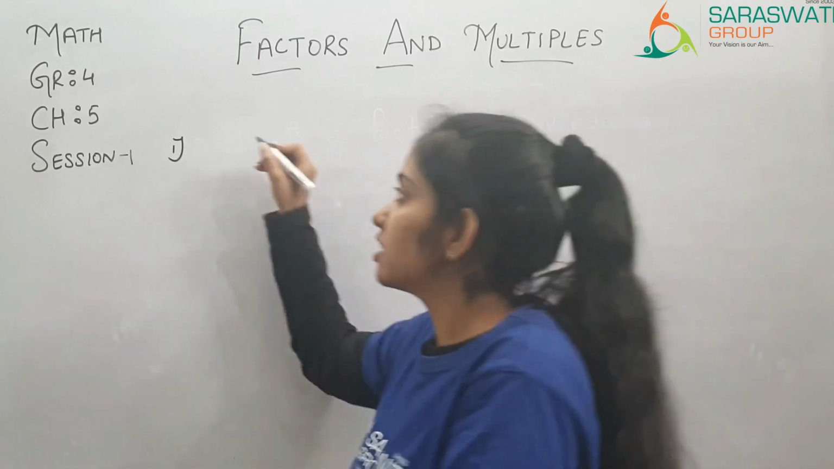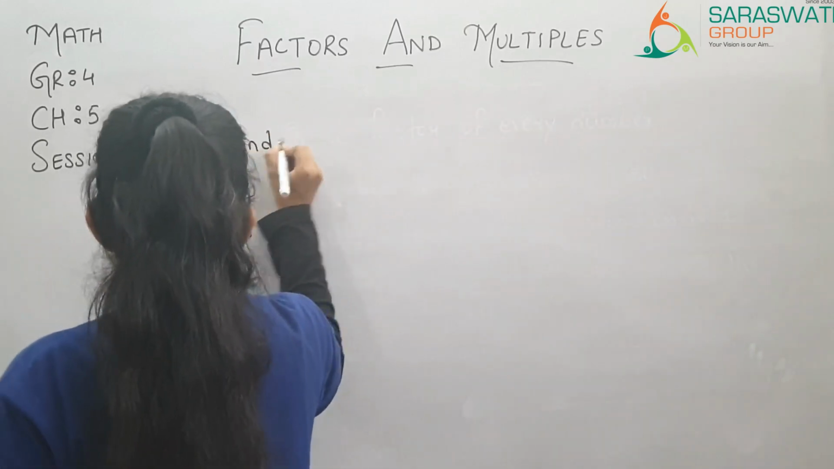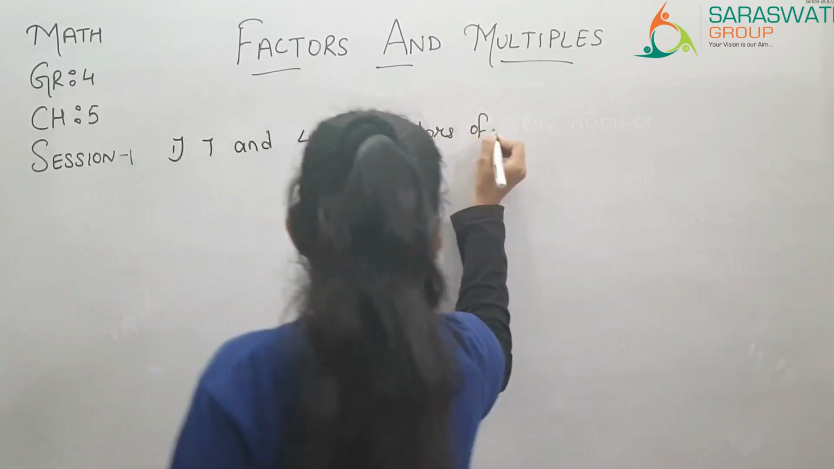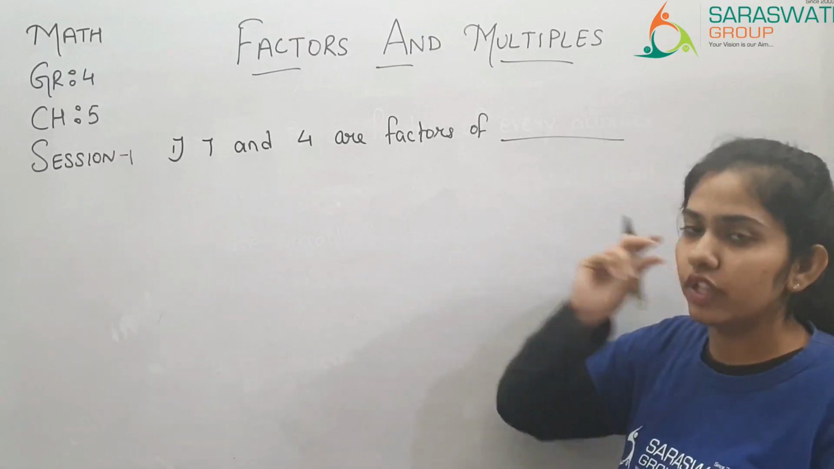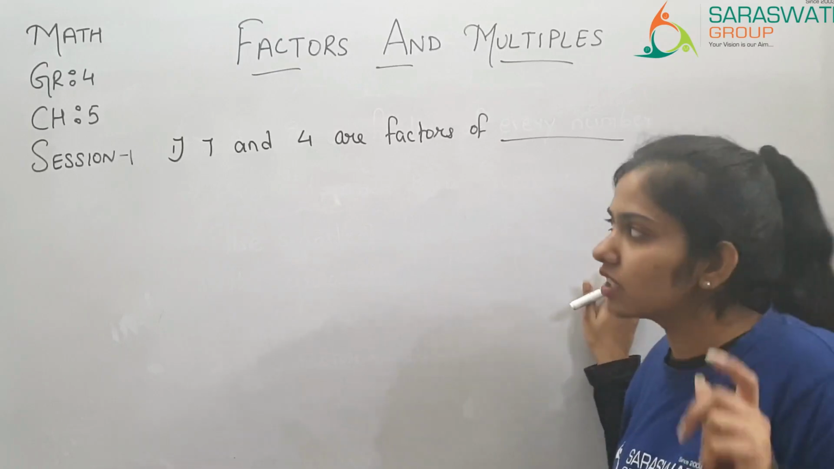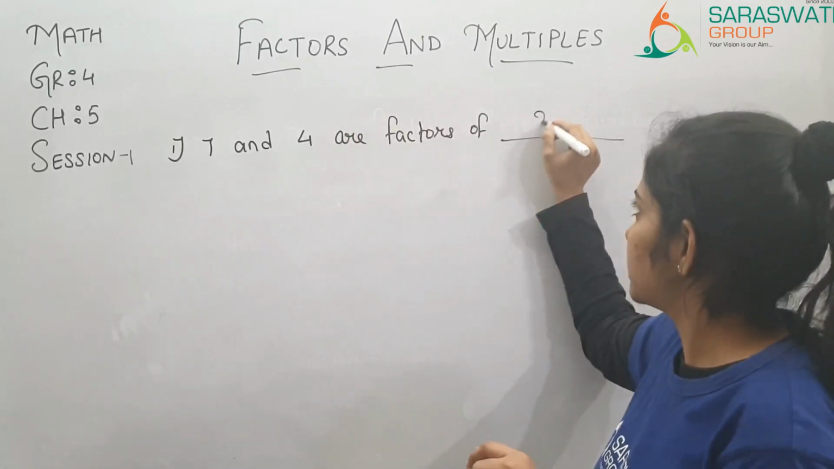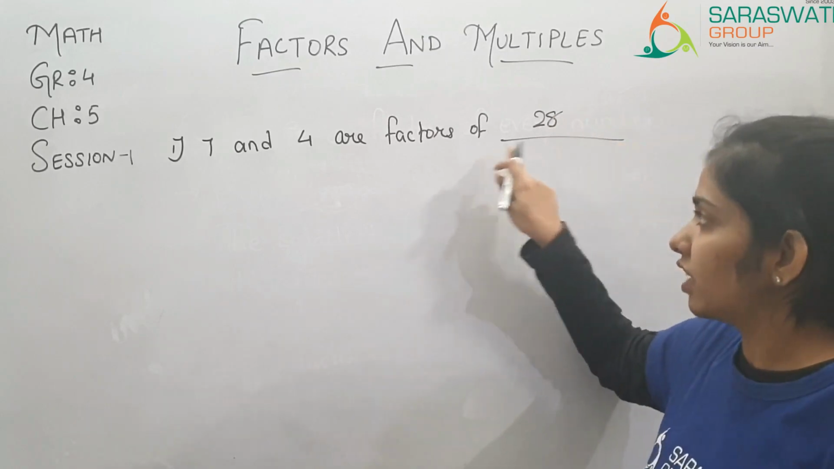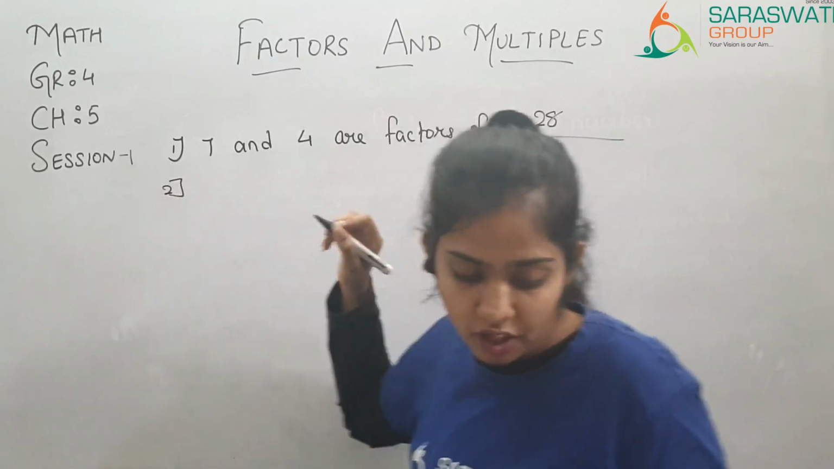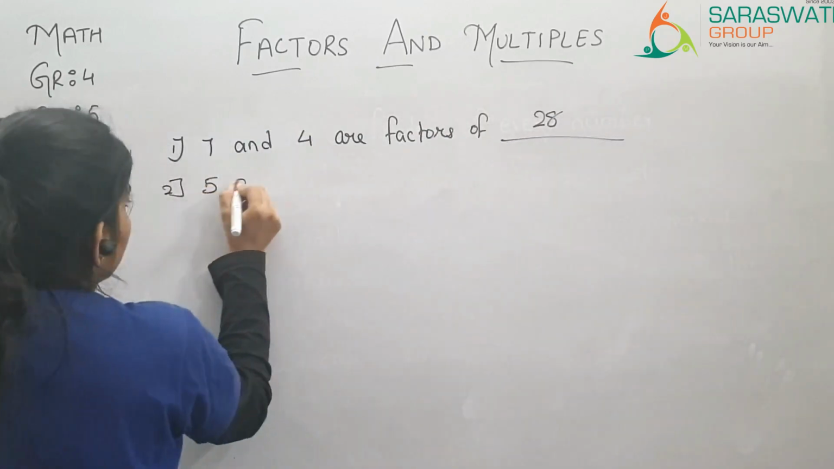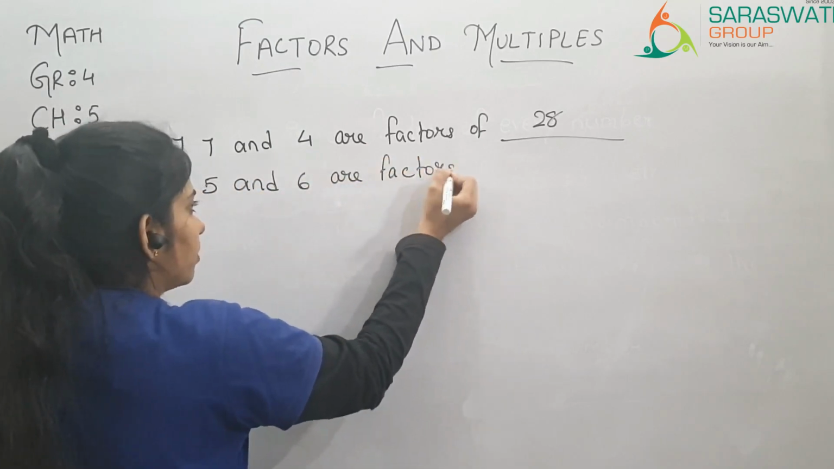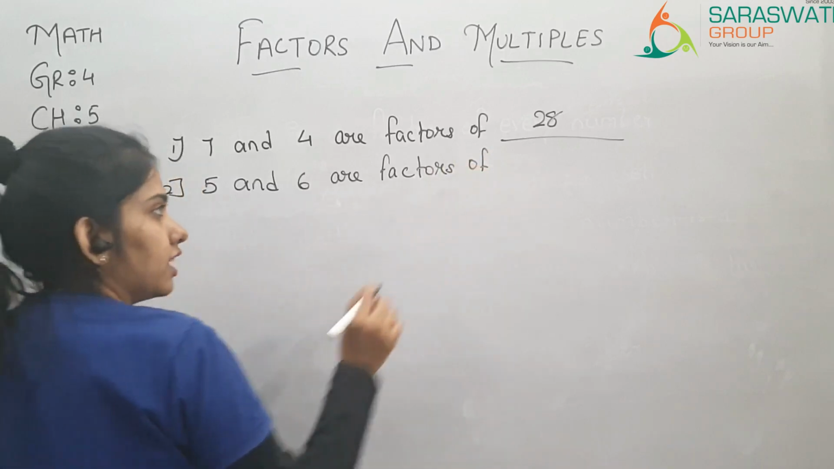7 and 4 are factors of, it is given like this, so what will you write here? 7 and 4 are factors of, so you have to multiply these two to get the product. So you are supposed to find out the product. 7 fours are 28. 7 and 4 are factors of 28. And afterwards 5 and 6 are factors of, so 5 sixes are 30.